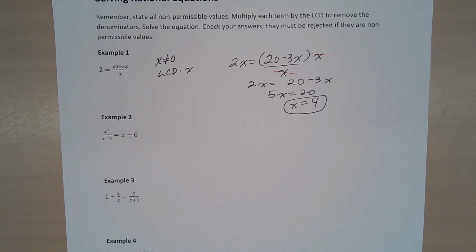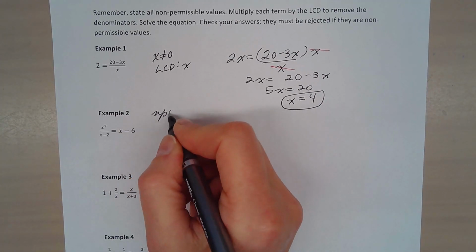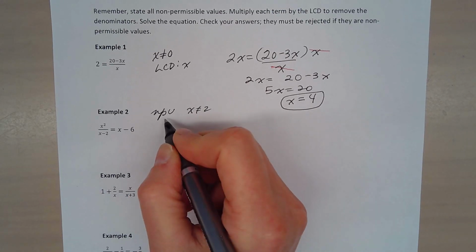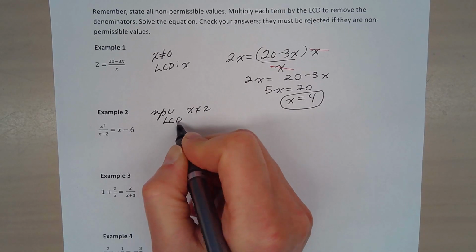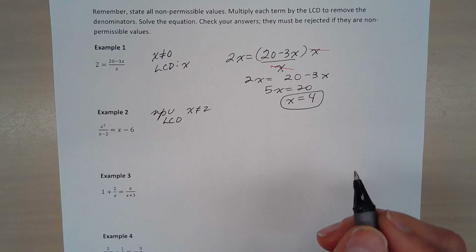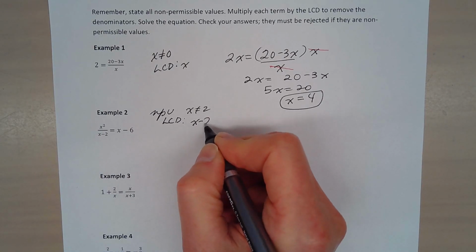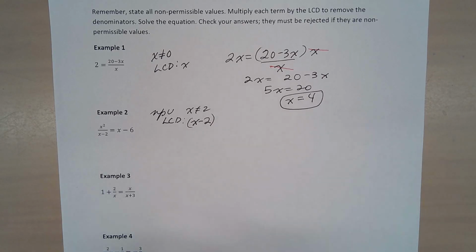Okay, what about the next one? Non-permissible. X can't equal 2. What's my LCD? X minus 2, right? Okay, so I'm going to give you a sec. See if you can pull this one off.